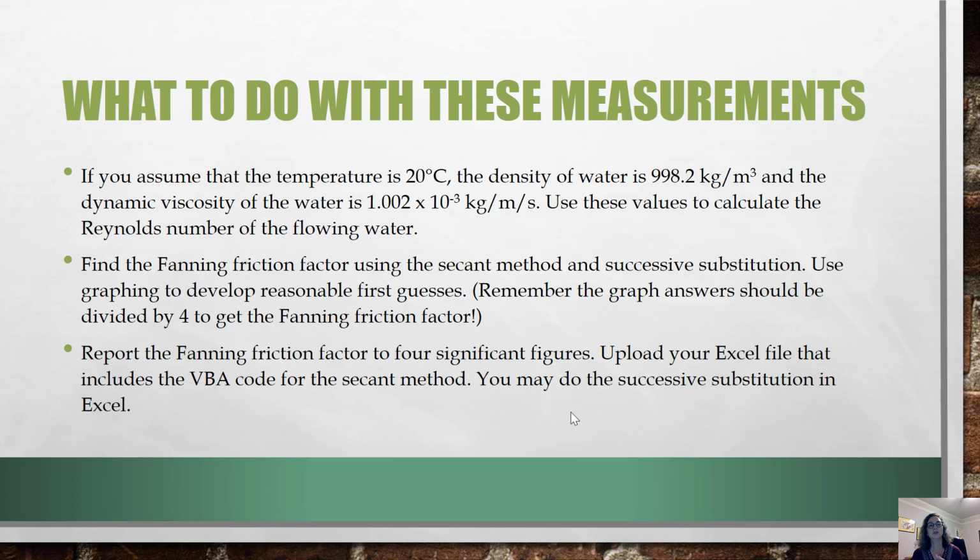I want you to do this using the secant method and successive substitution. You'll need to use graphing to get a reasonable first guess for these methods, and therefore you have the Moody chart for that. But remember that that's going to get you an answer that you're going to divide by 4 to get your real first estimate. I want you to report the Fanning friction factor to 4 significant figures. Upload your Excel file that includes the VBA code, and then do the successive substitution just in Excel. You don't need to have VBA code for that.